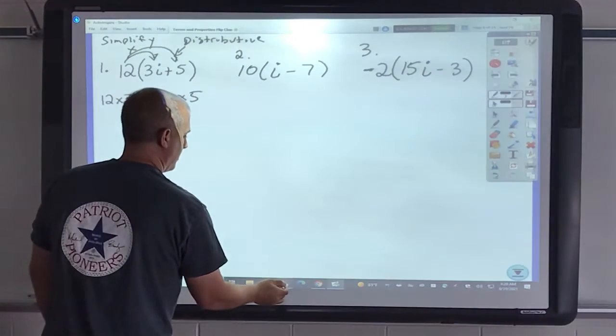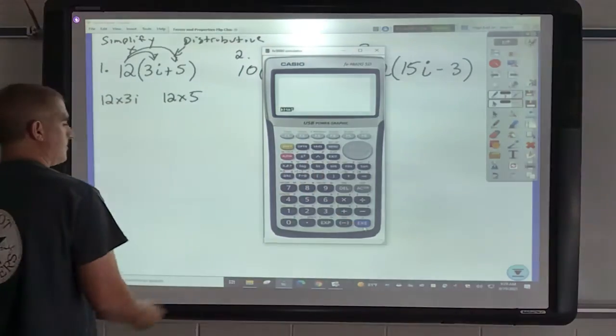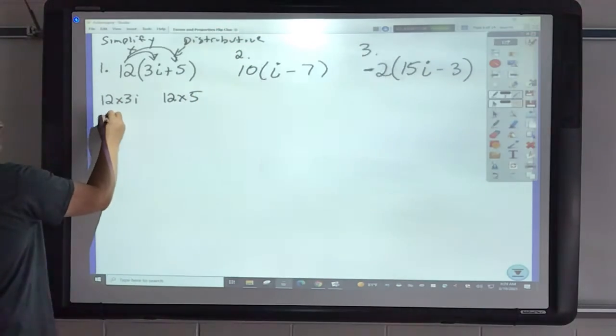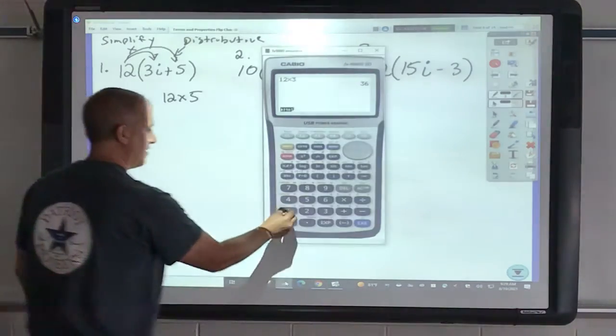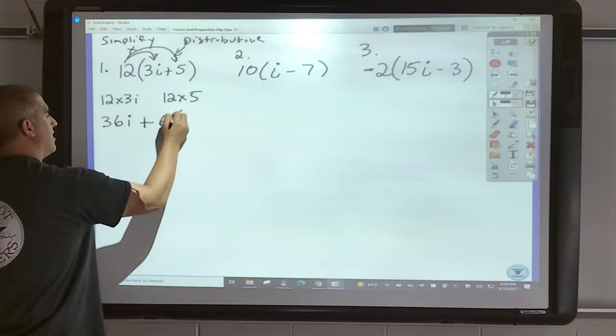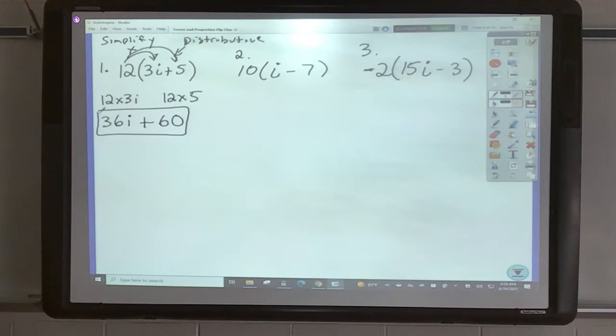Now, the way that works, I was going to use the Casio just to speed this up a little bit. All right, 12 times 3. Don't worry about typing in the letter. That's 36i. Then 12 times 5 is 60. Since it's a positive 60, I put a plus 60. And that's all we're going to do with the distributive property.